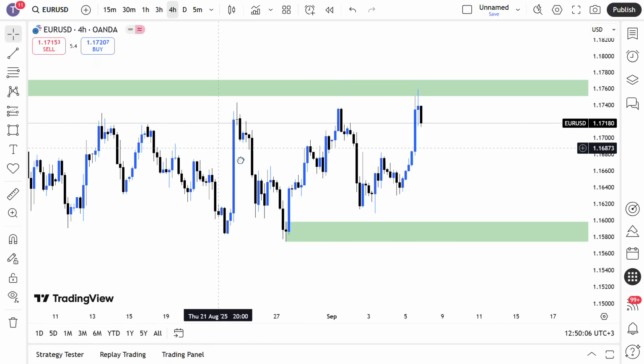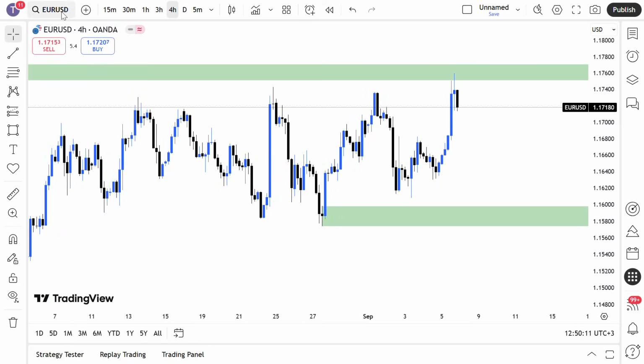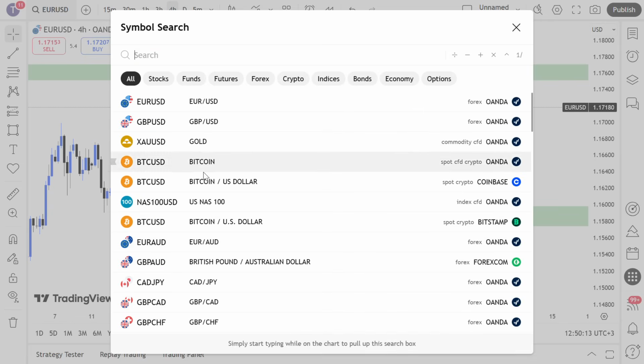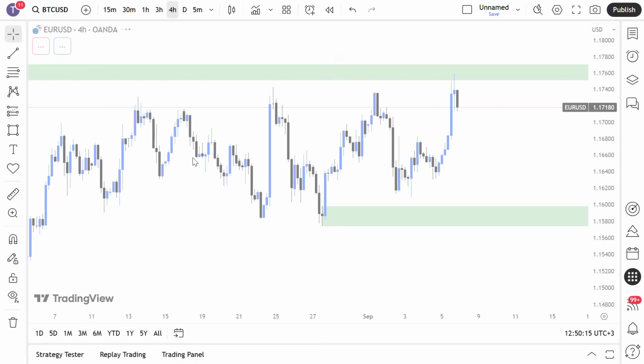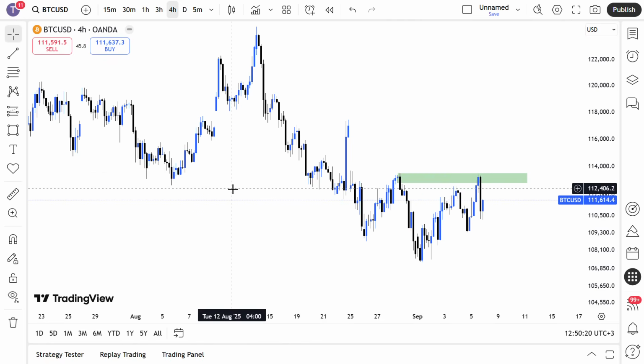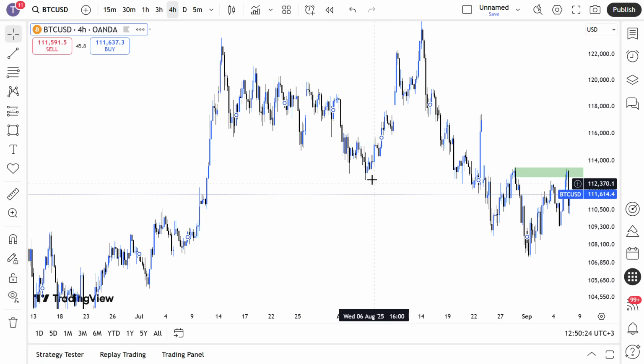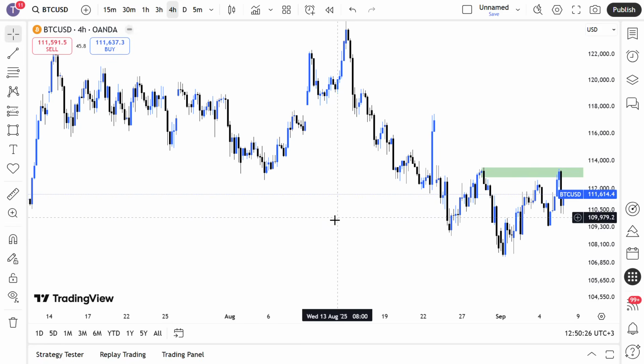That is it for Euro USD, a very simple analysis. We wait and see what the market has for us. So let me go to BTC USD and then I'll finish with gold. On BTC USD, we had our analysis and I said that the market can be reacting from this area.